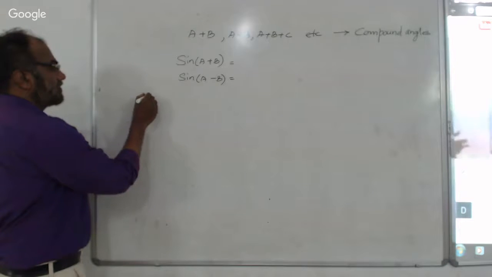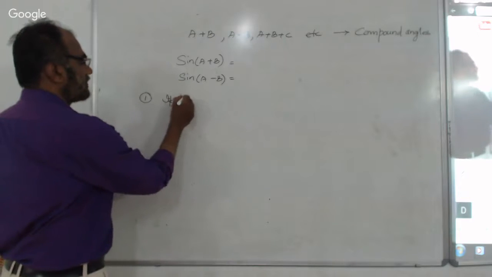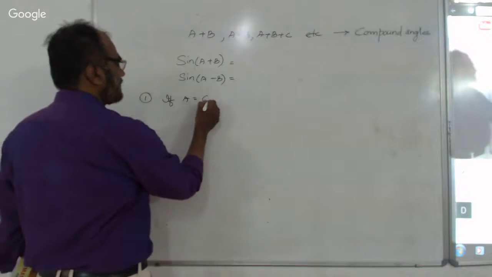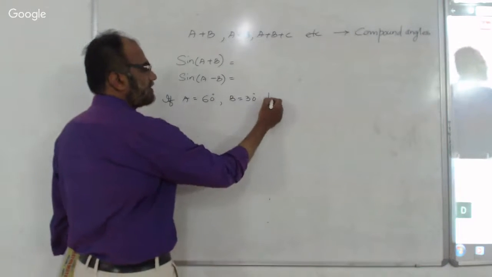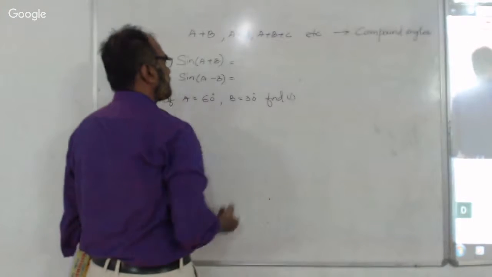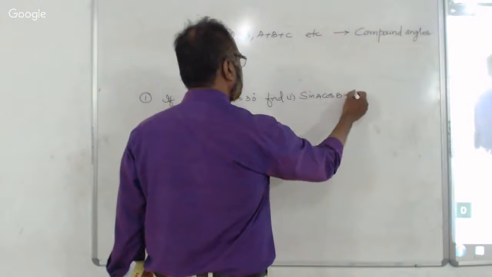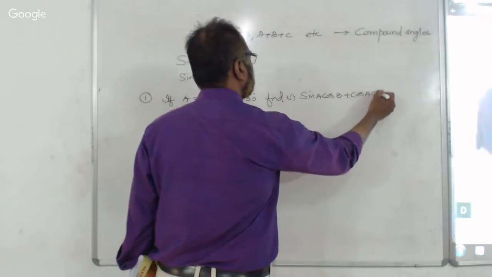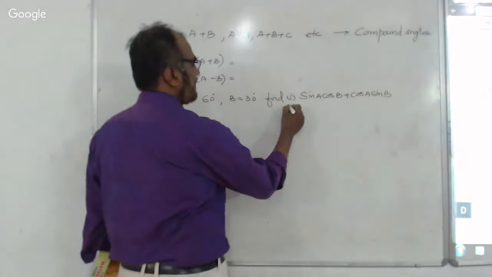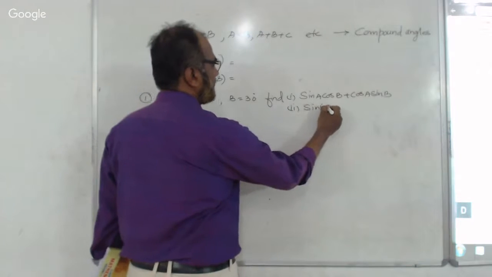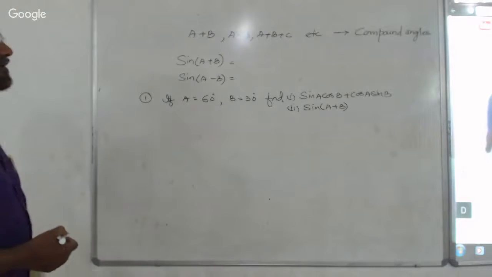Now, we take a problem for today's class, the first one. If A is equal to 60 degrees and B is equal to 30 degrees, find first, sin A cos B plus cos A sin B, and second, the value of sin of A plus B. These two results we need to find. Now let's take it out.